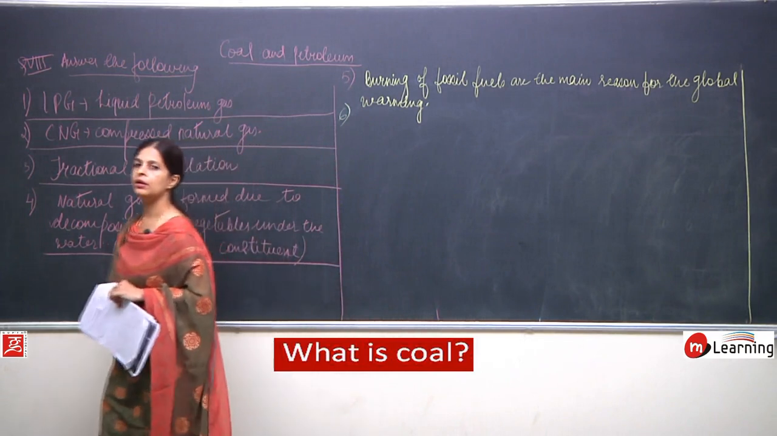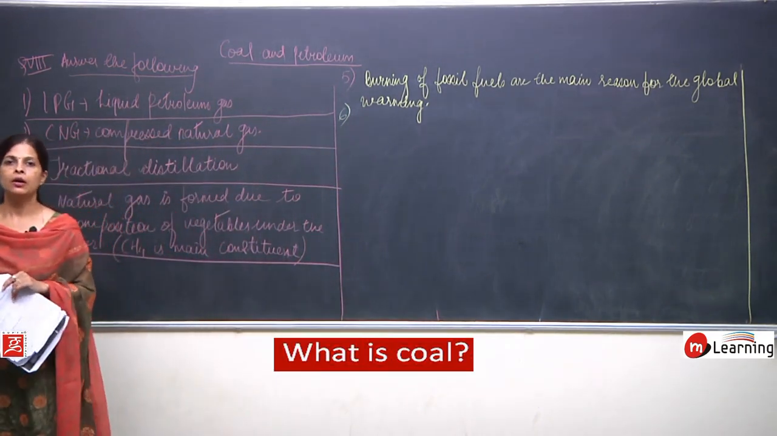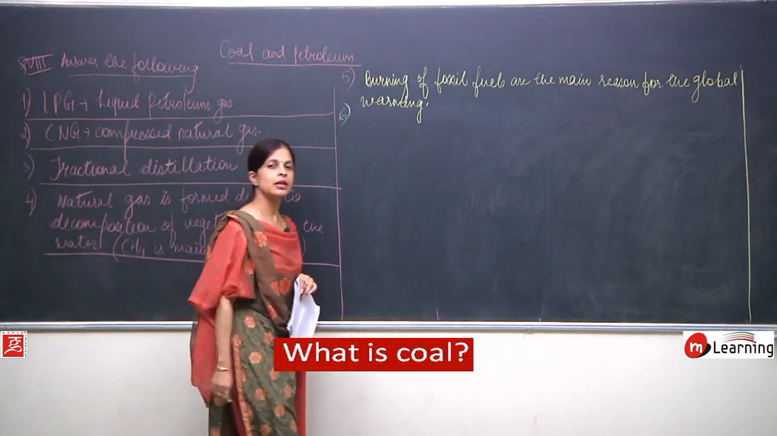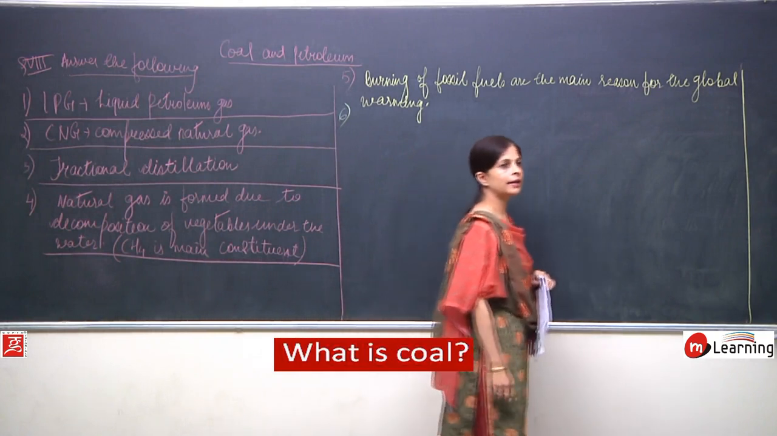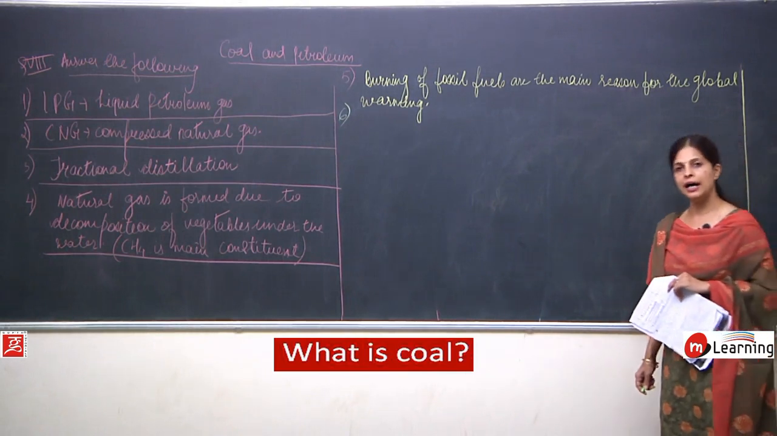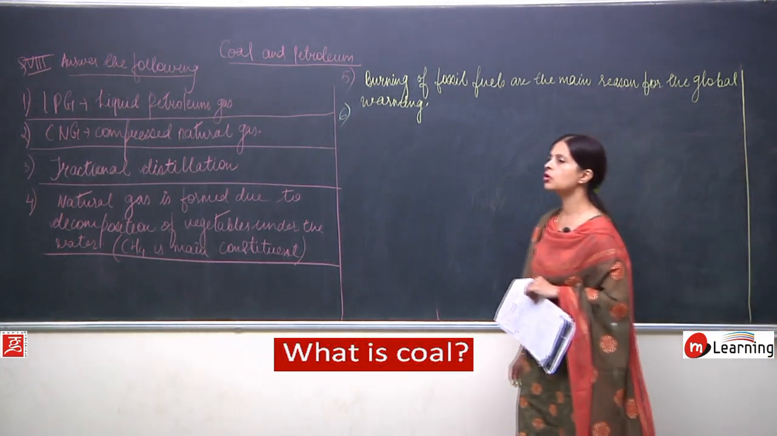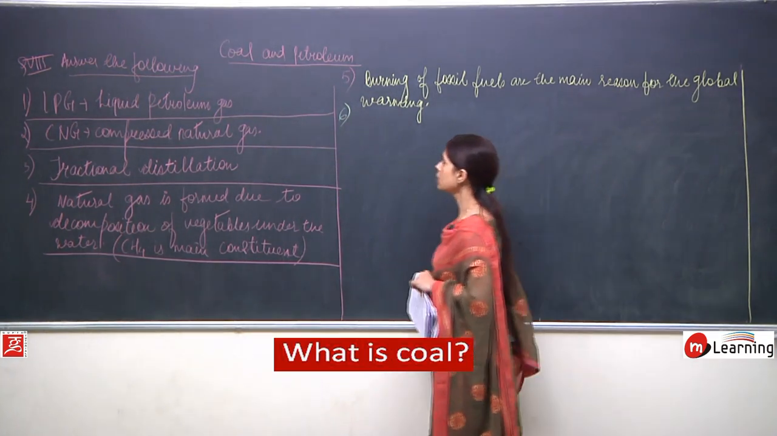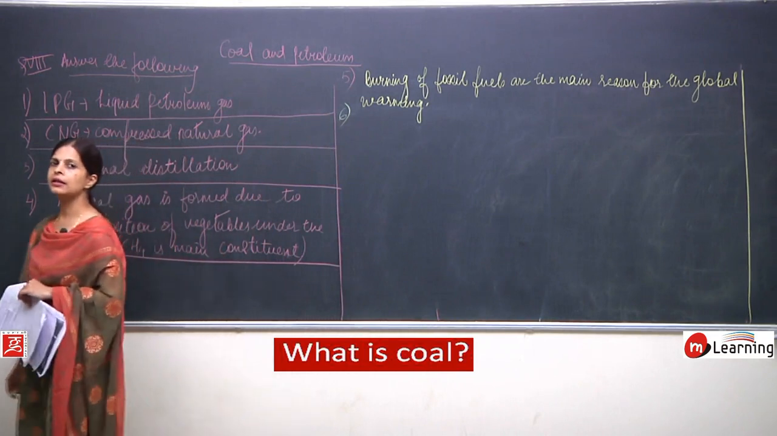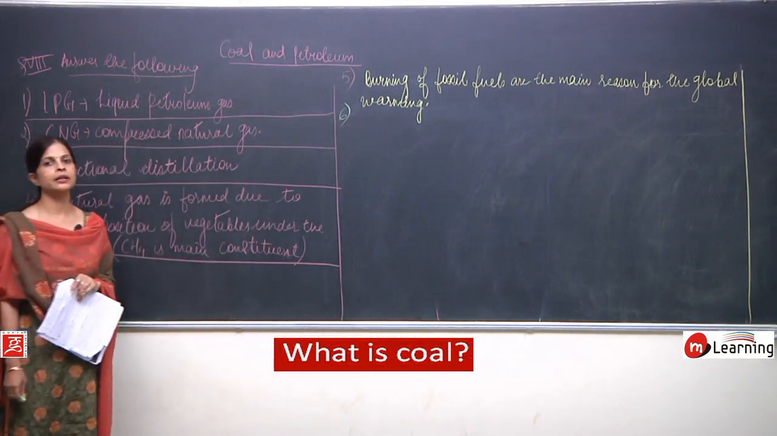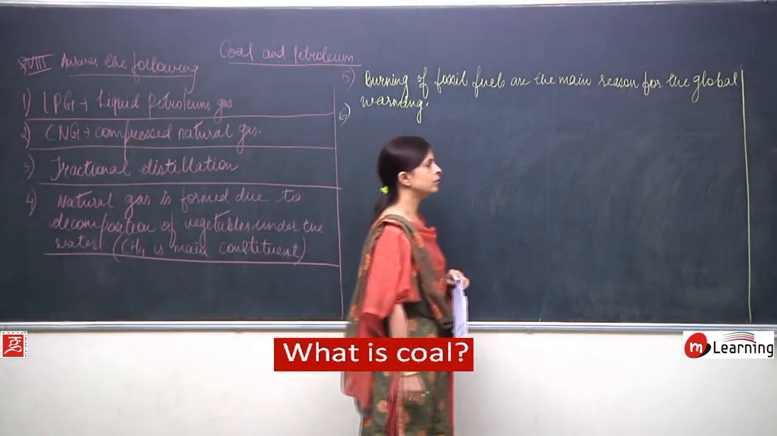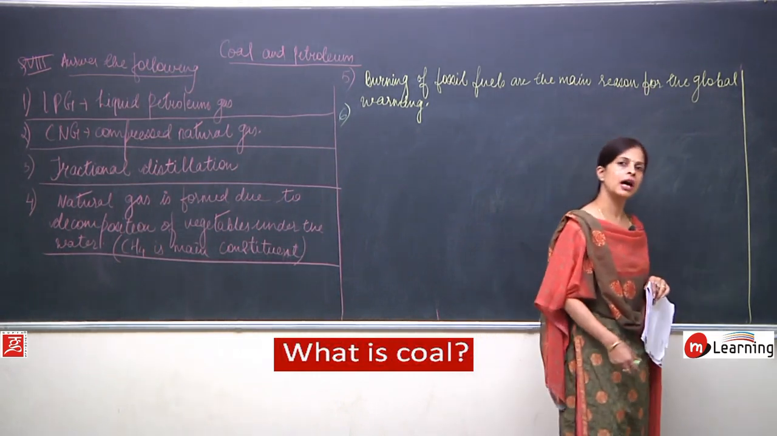Now see children, how is coal formed? Millions of years ago the plants and the trees got buried and got decomposed due to what? High pressure, high temperature, and in absence of oxygen. So a slow process of carbonization took place and wood got converted into coal.